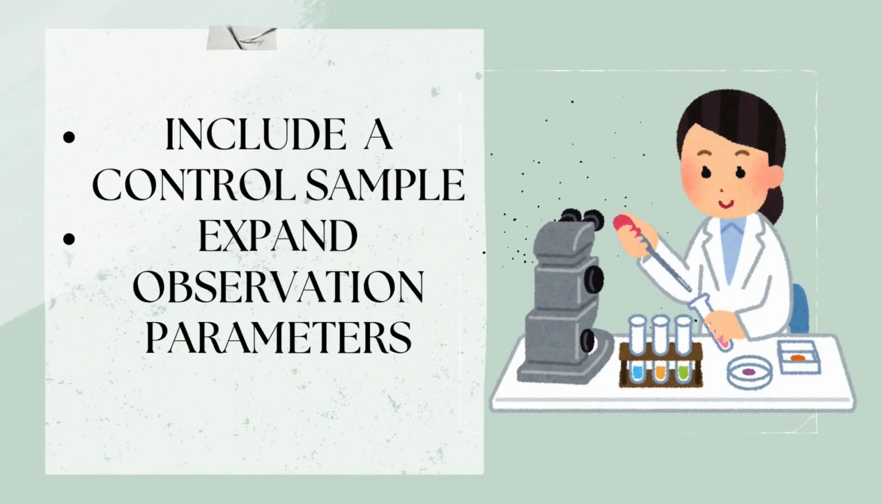Include a control sample. Add a blank or control sample, such as pure solvent without lipid, to compare the results clearly and confirm that any observed changes are due to the presence of the lipid. As for the experimental parameters, this is to record additional data such as temperature, time taken for separation or mixing, or pH if it is relevant. These provide more detailed information to support the interpretation of results.